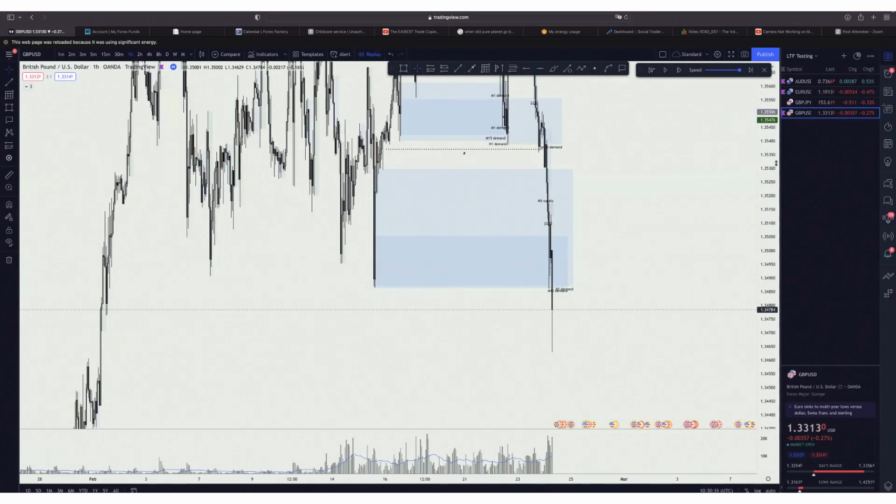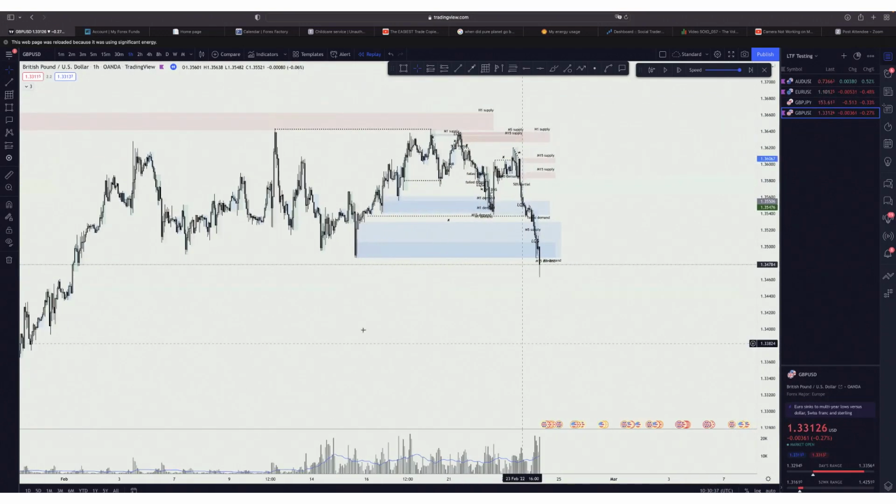Well, I think I do remember this now as well. It just keeps on going. So we've got a nice area of demand there.